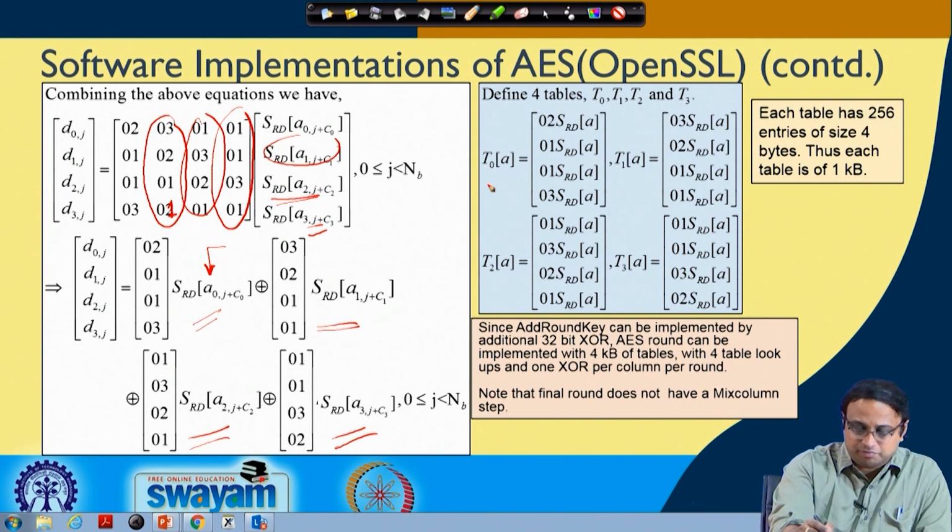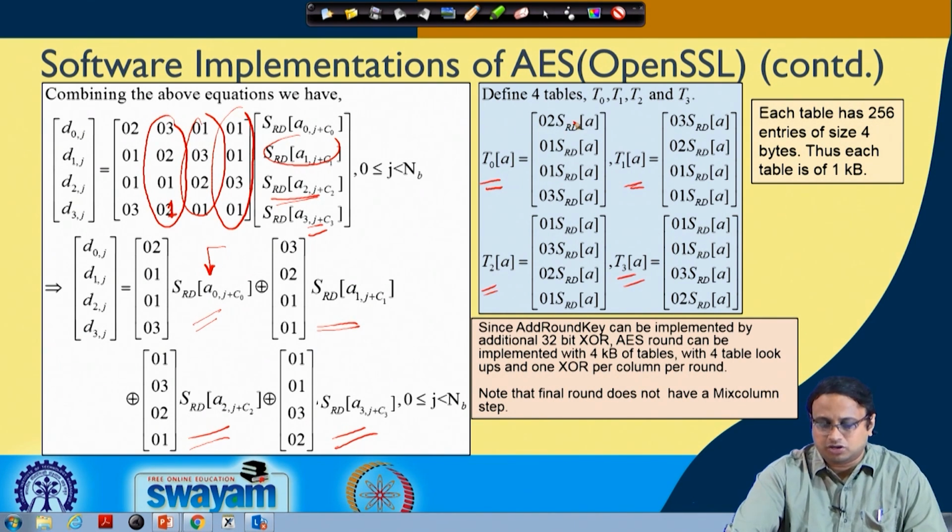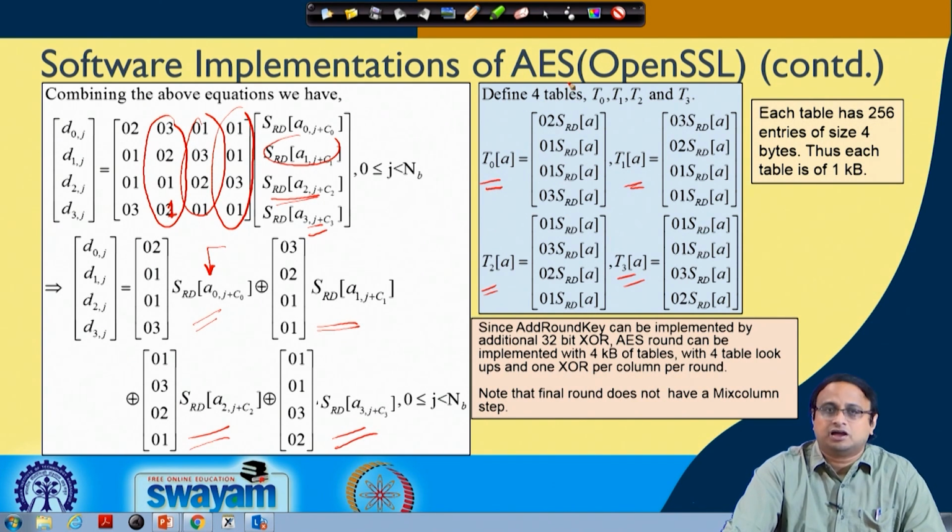And these mappings can be shown here as 4 tables T0, T1, T2 and T3, and this essentially stands for lookups where the input is 8 bits and the output is 32 bits, okay. So, therefore, it turns out that every table here takes 1 kilobyte of memory, and therefore, totally, it takes 4 kilobytes of memory.